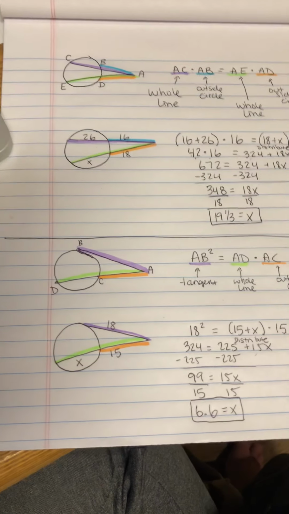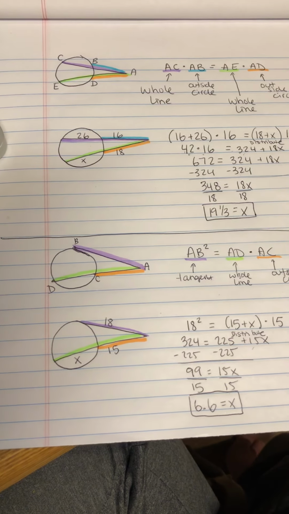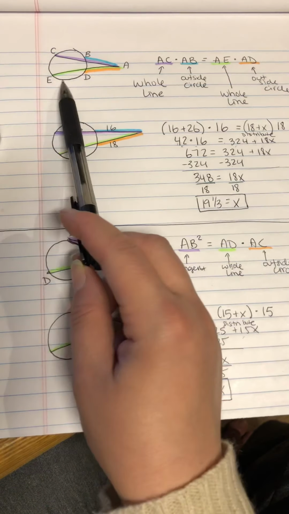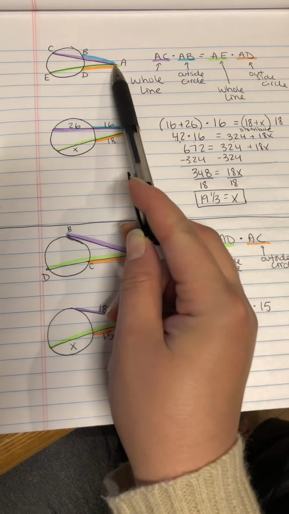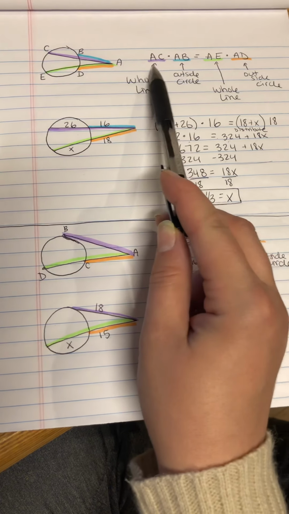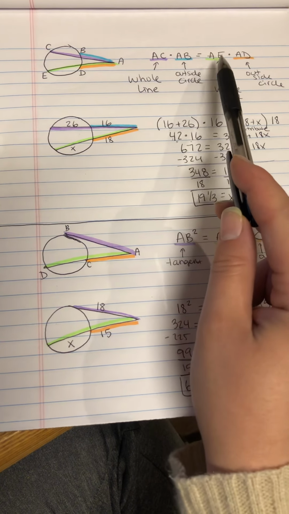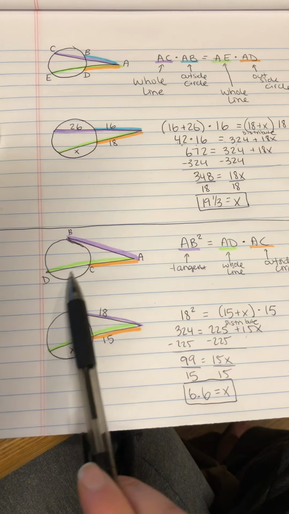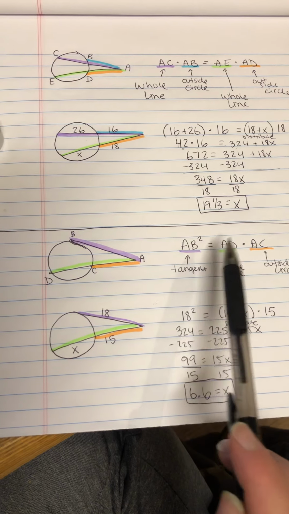So when we go into Mathopolis for the practice, we need to identify: are we looking at a problem that has two secant lines that cut through, where we're going to have the whole times a part equals the whole times a part, or are we going to have a tangent and then a secant, where it's the tangent squared equals a whole times a part?